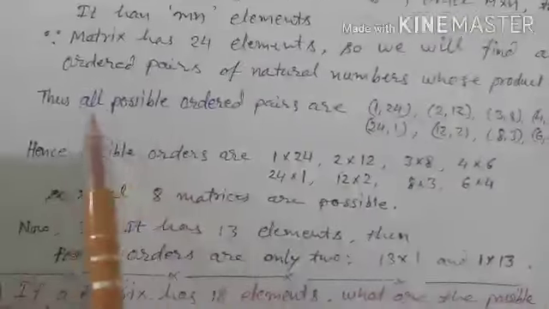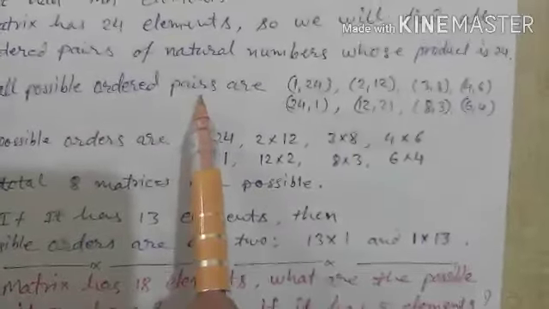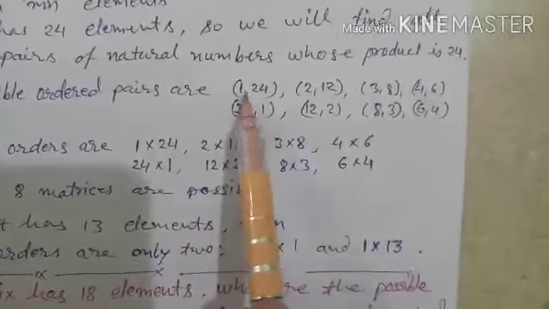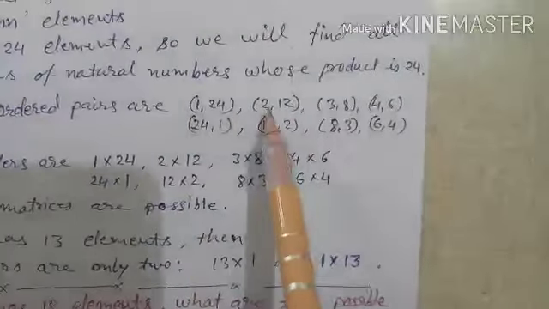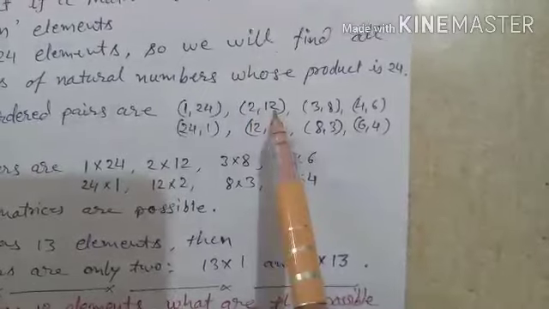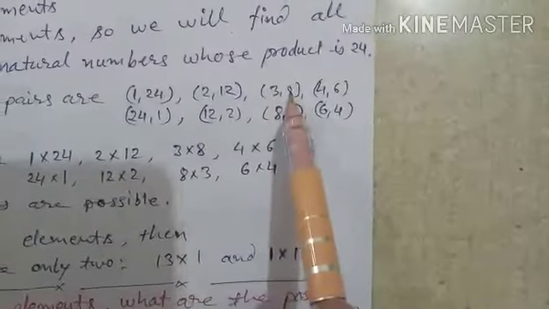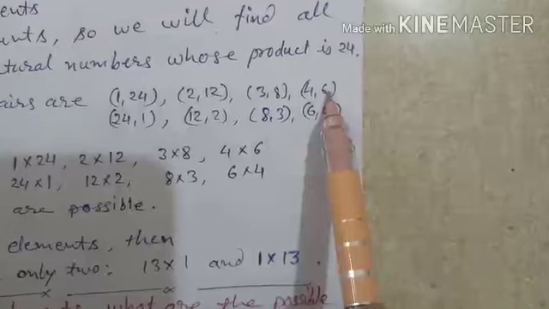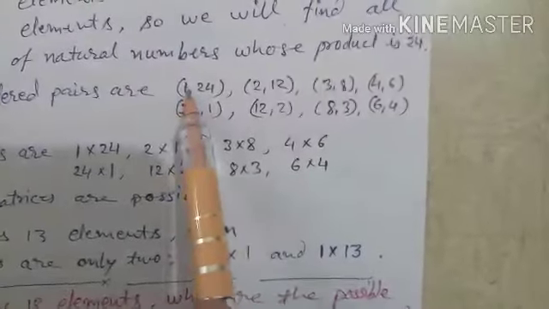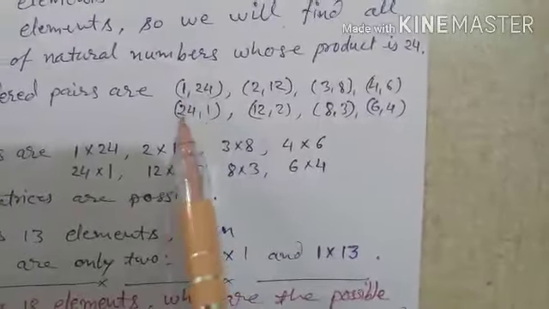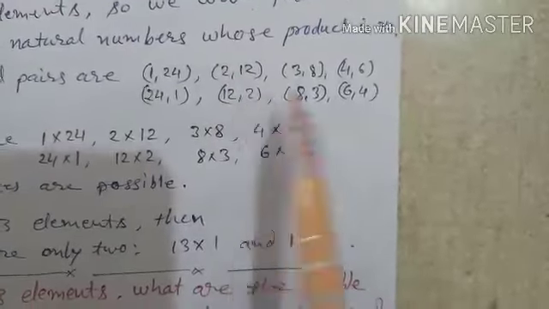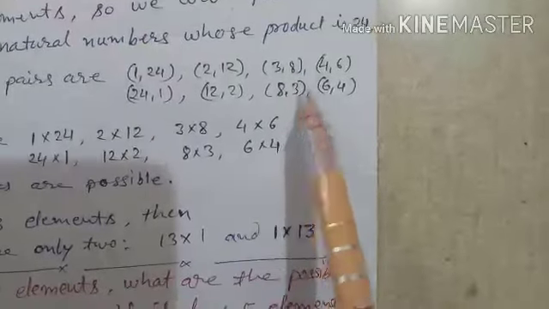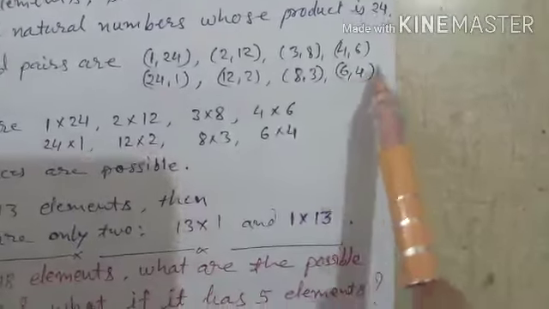Thus, all possible ordered pairs are: first is 1, 24, because multiplication of 1 and 24 is 24. Now 2 into 12, that is also 24. 3 into 8 which is also 24, and 4 into 6 which is also 24. Now 1 into 24, or 24 into 1. 2 into 12 or 12 into 2. 3 into 8 or 8 into 3. 4 into 6 or 6 into 4. So there are total 8 matrices.